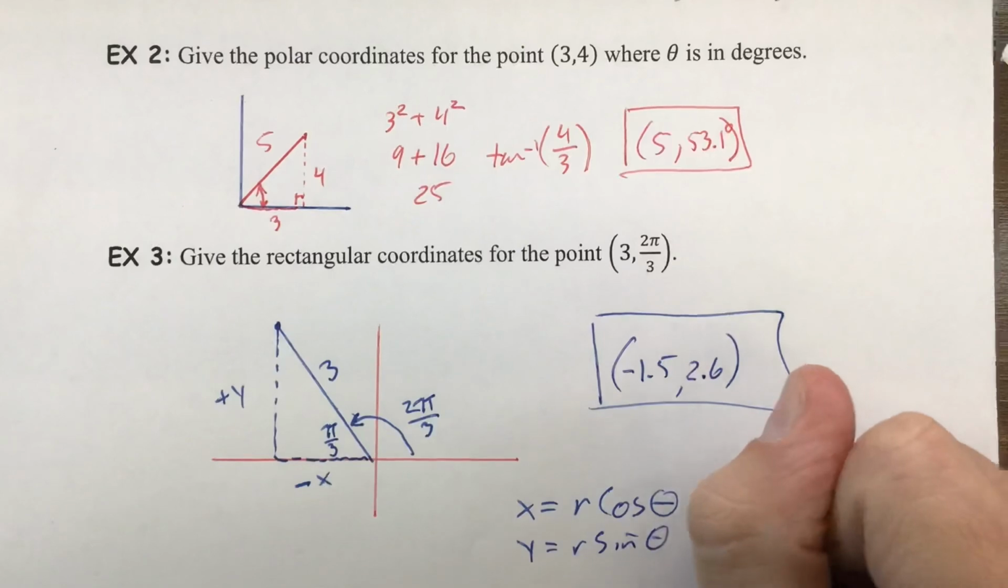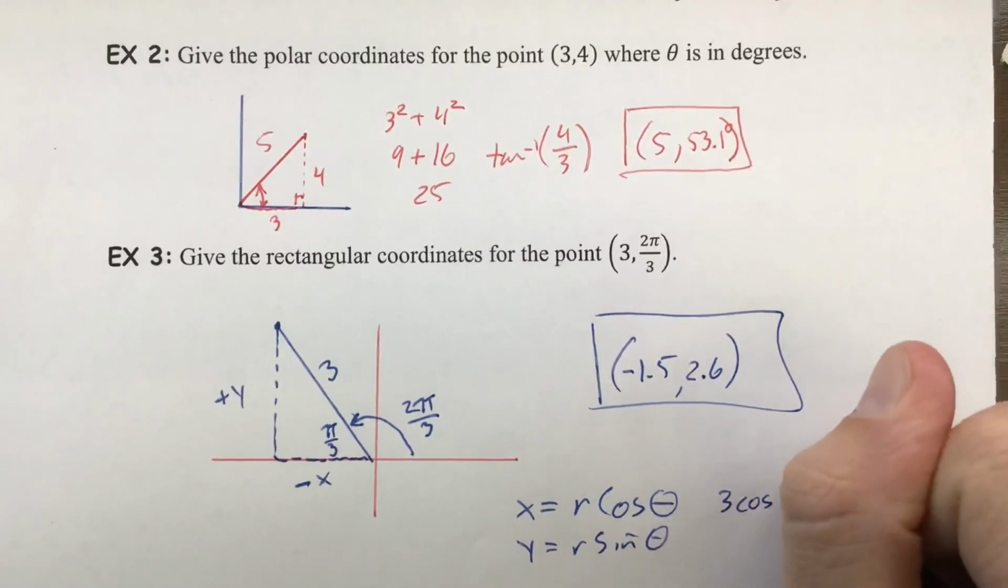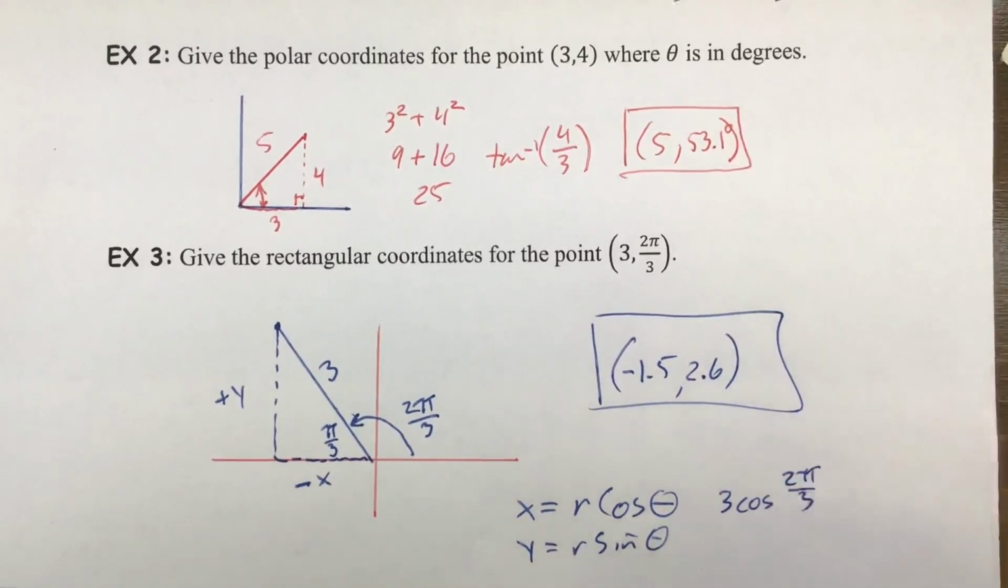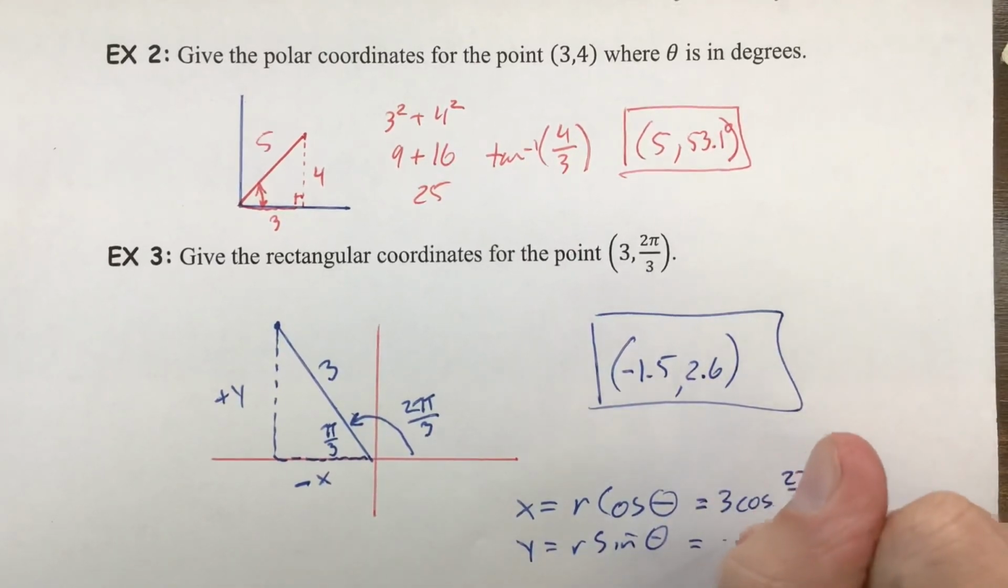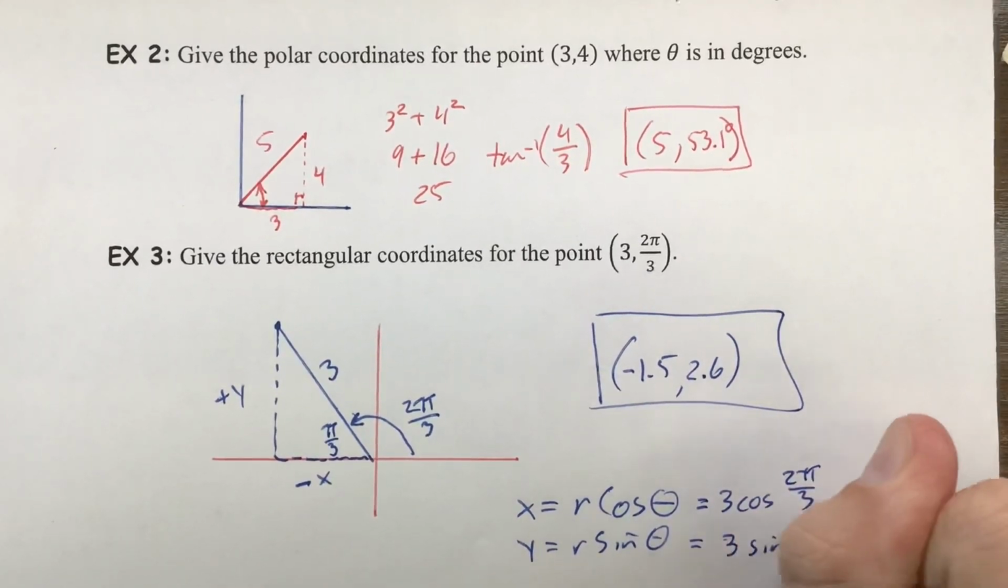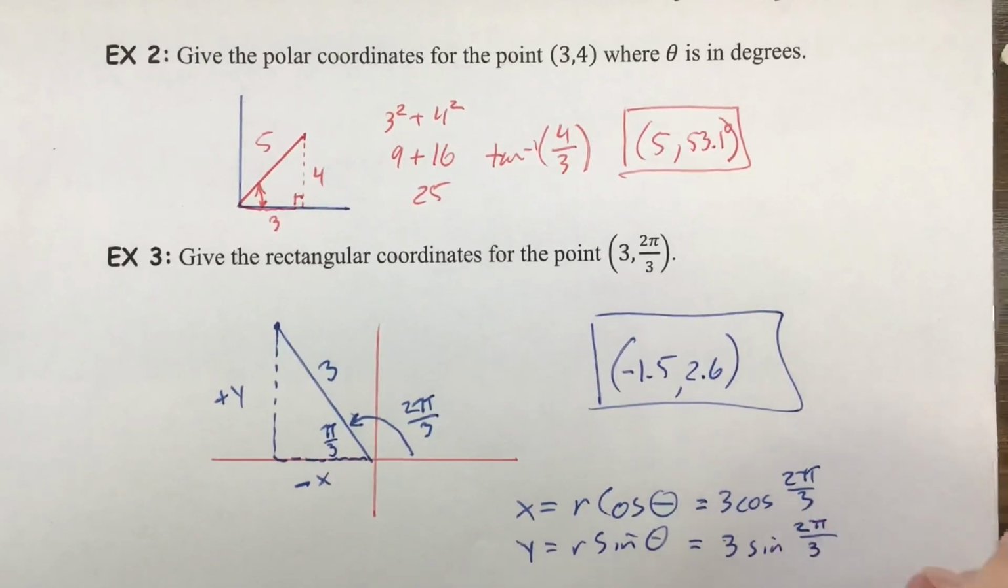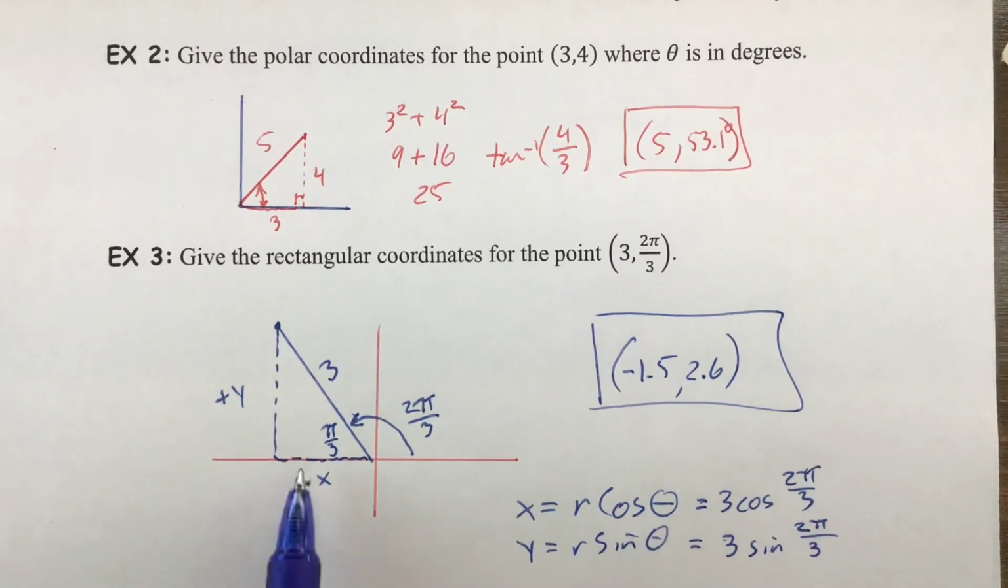For the x, it was actually 3 cosine of our angle. That would be your x value, and then for the y value, it's 3 sine of that angle. So what you might want to do here is just build an association that the y values will be assigned to the sine function. The x values are going to go along with the cosine function, and other than that, they're pretty much the same thing.